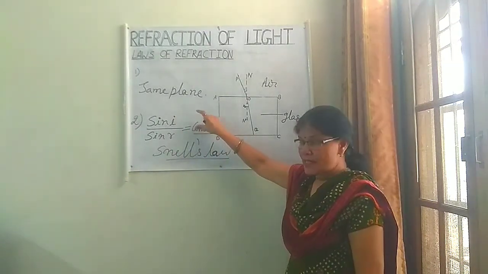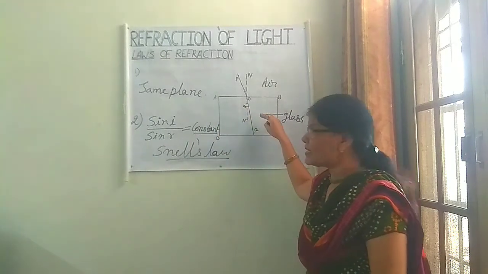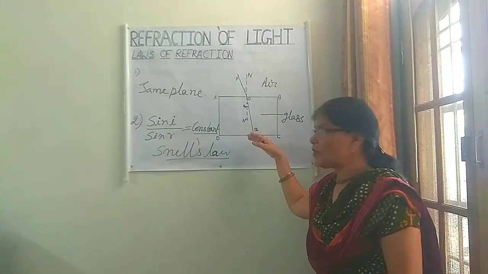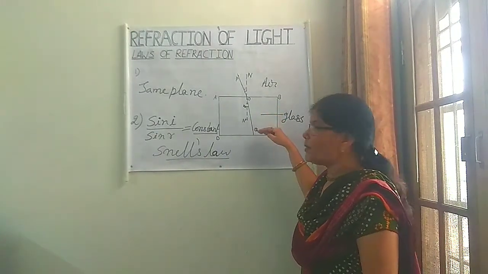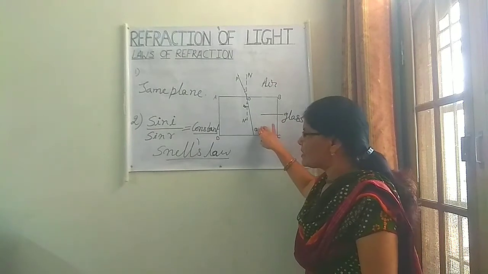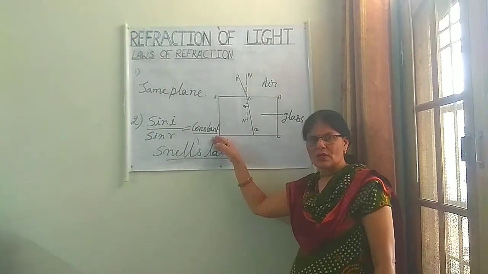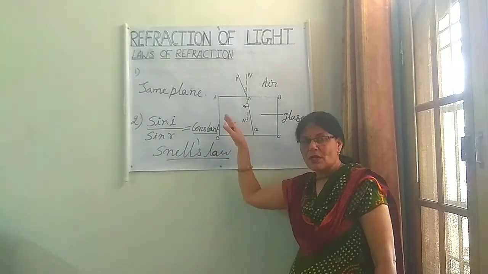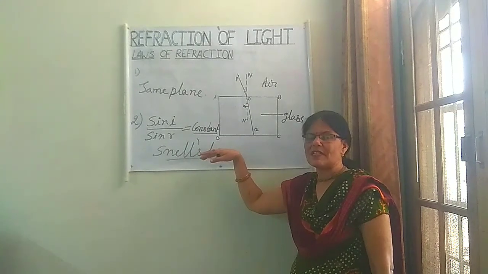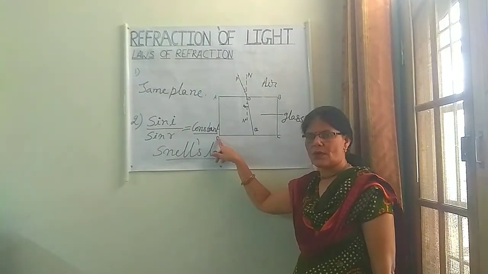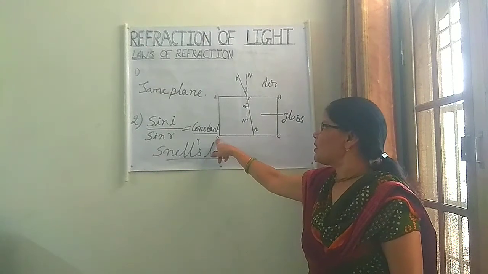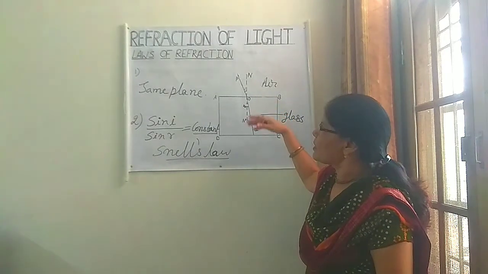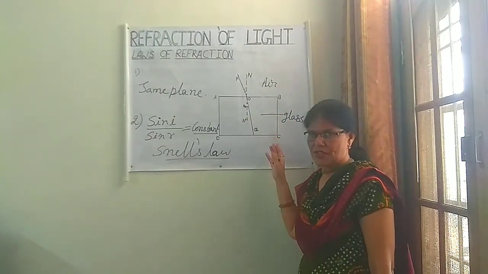This is for a given pair of media and for the given color of the light. Here the pair of media is air and glass. So this is called Snell's law, and this constant is called the refractive index of the second medium with respect to the first medium. So this is all about our laws of refraction.